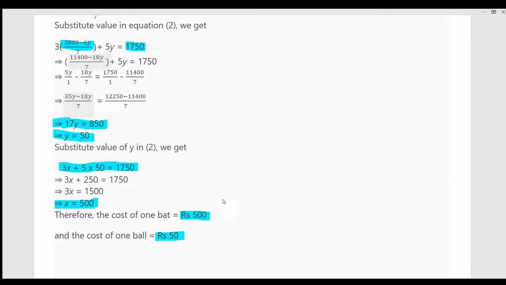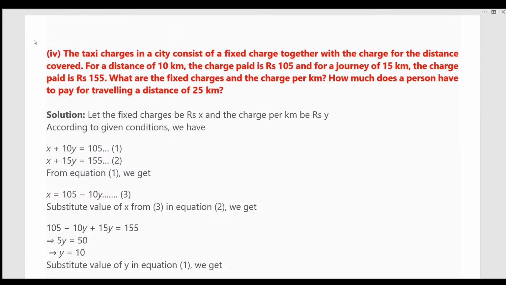This is how we solve this sum by substitution method. Now part 4. The taxi charges in a city consist of a fixed charge together with the charge for the distance covered. For a distance of 10 kilometers, the charge paid is rupees 105, and for a journey of 15 kilometers, the charge paid is rupees 155.